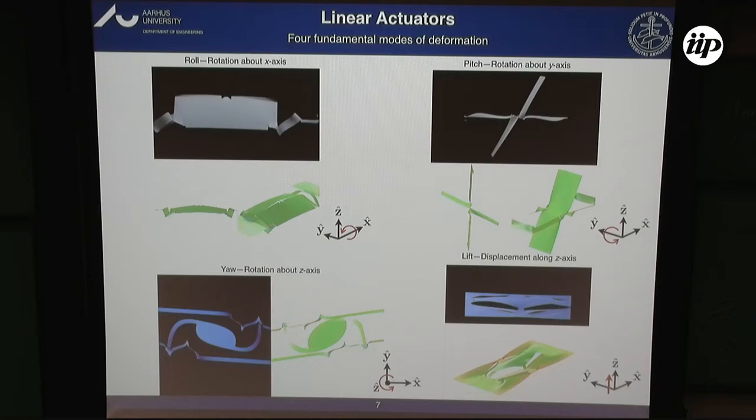So what you see in those images here is the experimental setup we had, and here are finite element simulations that I performed using shell elements and nonlinear elasticity to account for the large deflections of the systems.